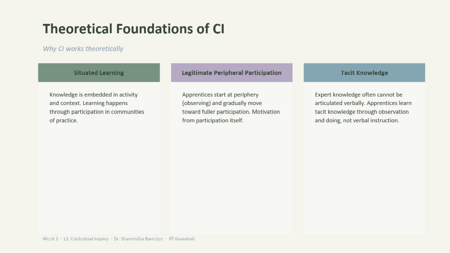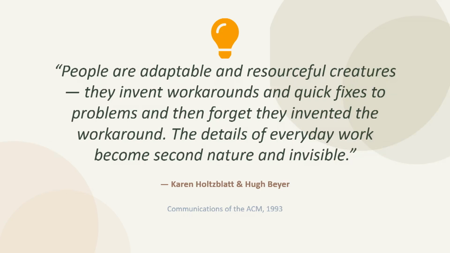So with situated learning, I mean that knowledge is embedded in an activity and the context. So learning happens through participation in communities of practice. Legitimate peripheral participation. So apprentices start at the periphery. So they are observing and gradually move towards fuller participation. So motivation comes from participation itself, and slowly the user notices you less and less. Tacit knowledge. So the expert knowledge often cannot be articulated verbally. Apprentices learn tacit knowledge through observation and doing, and not through verbal instructions.